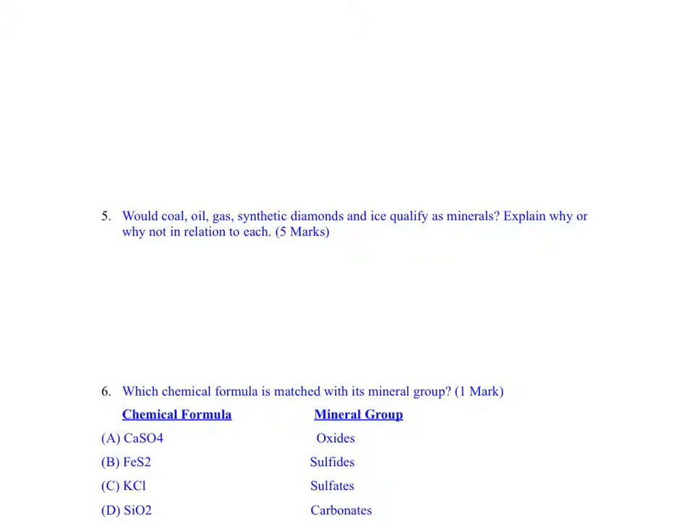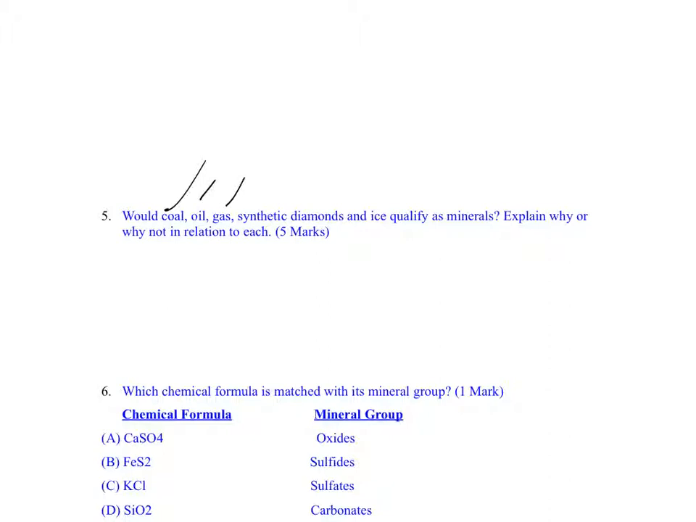Why would coal, oil, gas, synthetic diamonds, and ice qualify as minerals? Explain why or why not. So we'll start out and we'll talk about coal. Coal fails as being a mineral because it's made of plant material, and a mineral has to be inorganic.